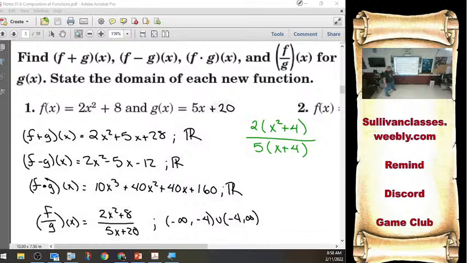For the domain, you just set your denominator equal to 0 and solve. That's the thing that's not allowed. If there's a hole, do we have to specify? You don't have to specify that it's a hole, but you do still have to exclude it from the domain. Okay, that was something we learned with rational functions.